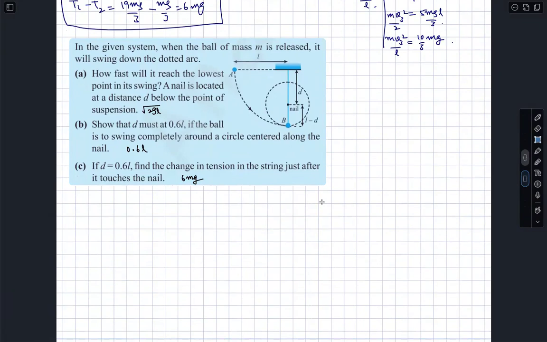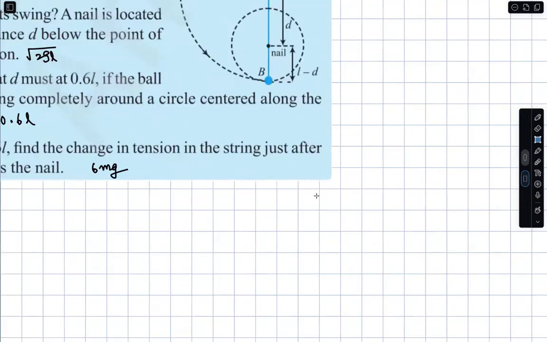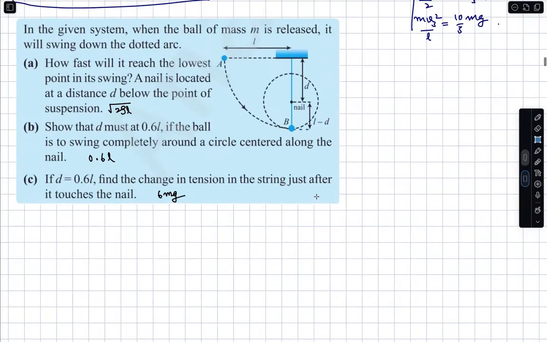Yes, will you try? 3 minutes. Try, no issues.